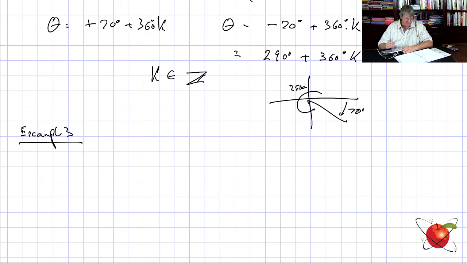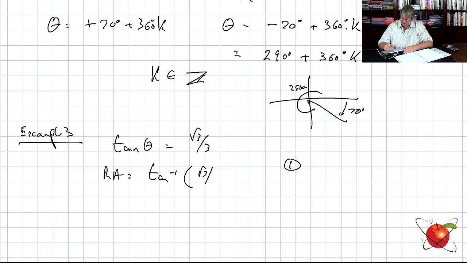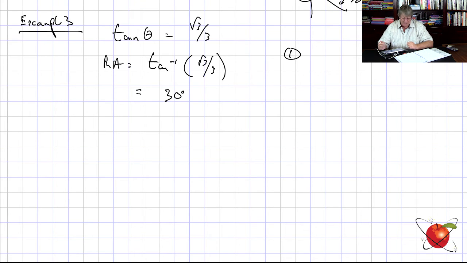And example 3 says tan theta, same thing, find the general formula. Tan theta is equal to root 3 over 3. Step 1, RA equals arctan of root 3 over 3, which is going to be equal to 30 degrees, is it not? What do I do next? Next I say decide the type. So the type is tangent.